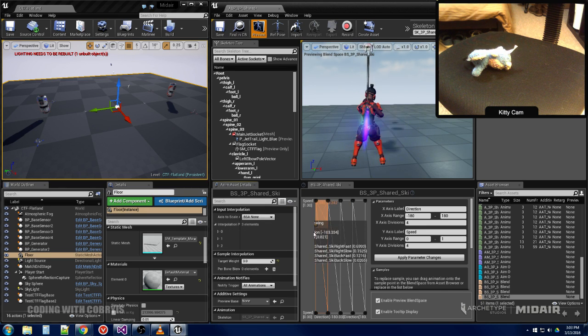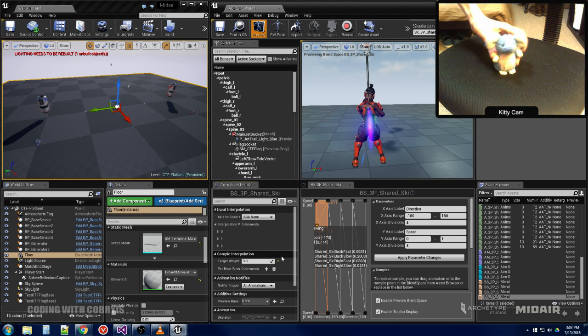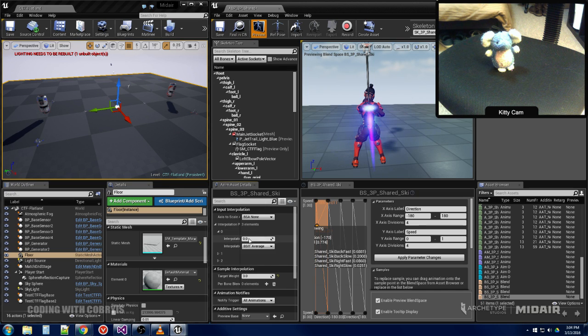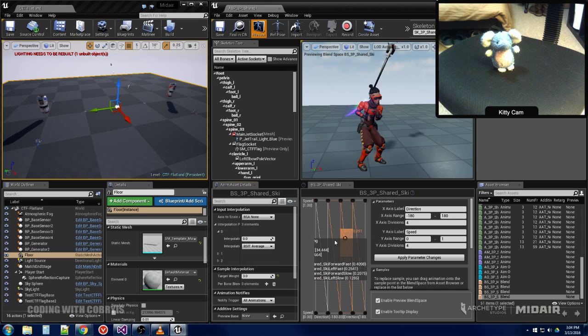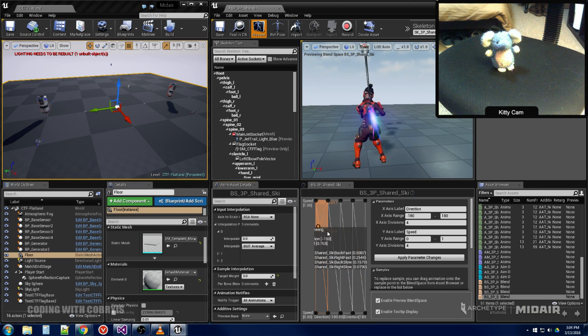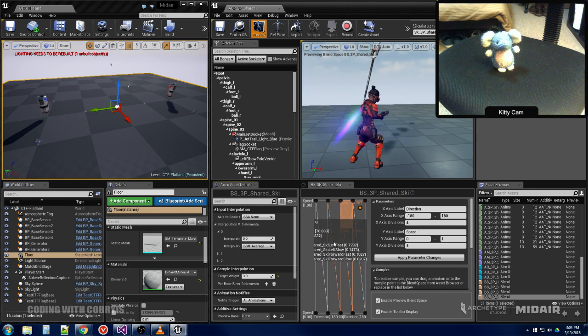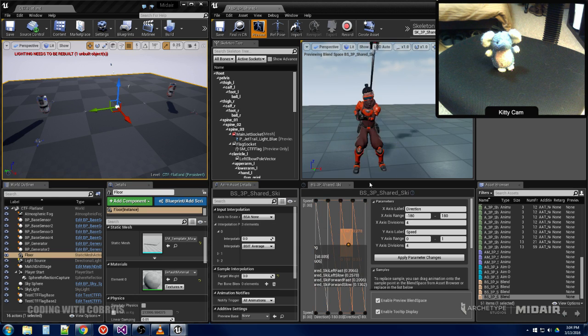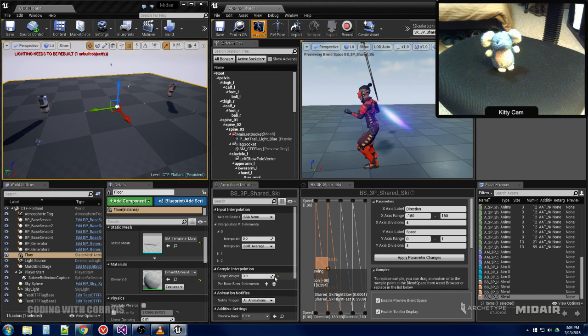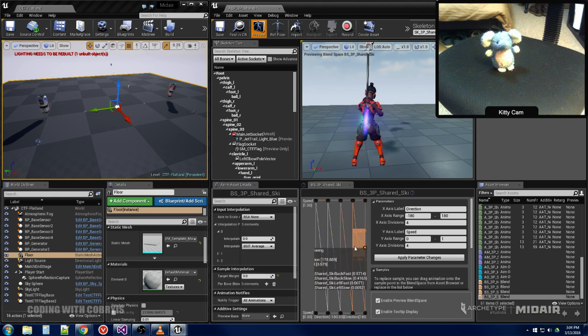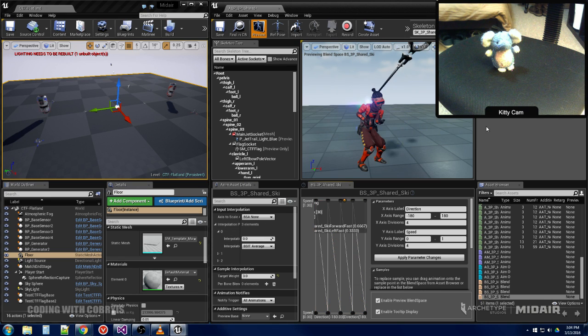Something I'm going to do real quick is make sure that interpolation is off, so that when I do a 360-degree rotation it doesn't try to go all the way back the other way. I've already graphed out some of this, how this will work.